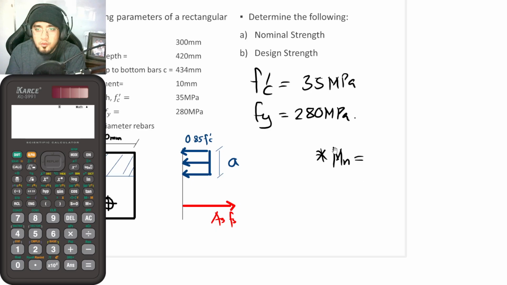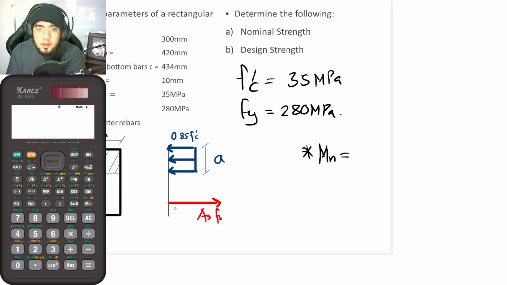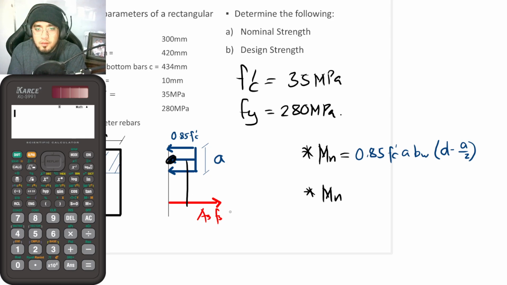So for the nominal moment, if you would be getting the moment about the tension side, this is now equal to 0.85 f'c times a times bw times (d minus a over 2). Or if you would be getting the moment about the compression side, it means that this is now our lever arm and this is now our tension. From that, this is now equal to As fs times (d minus a over 2).